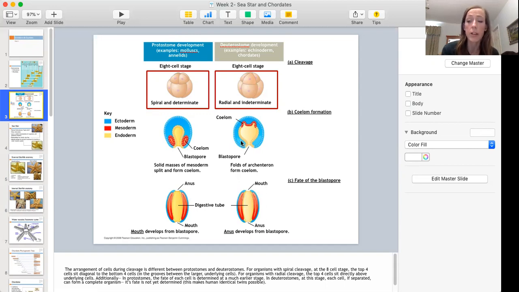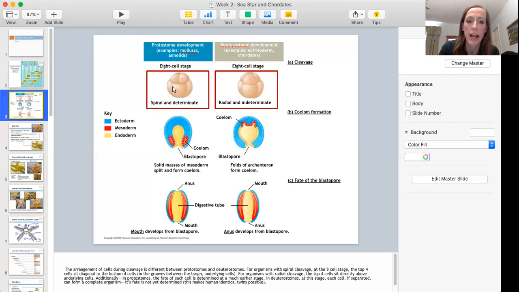Okay. Another difference, which we didn't talk about last week, is that during cleavage, there's a difference in how the cells divide between the 4 and the 8 cell stage. So obviously, upon fertilization, that one fertilized cell is going to divide into 2, is going to divide into 4, is going to divide into 8, right? But at the 8 cell stage for protostomes, the little ball of cells is not exactly having one cell stacked on top of the other.